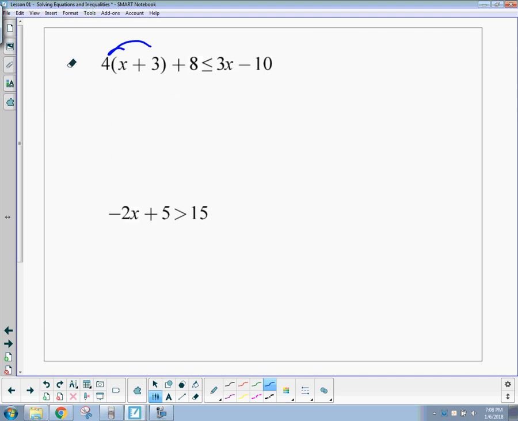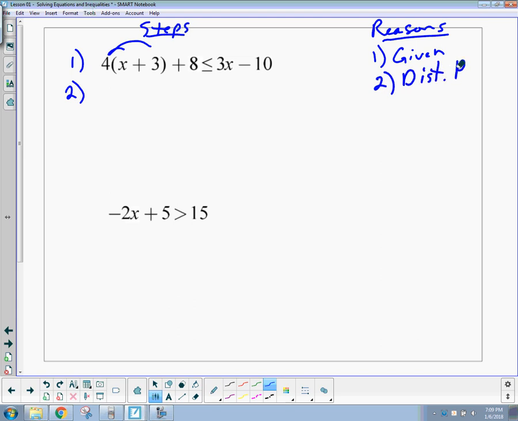And while we're doing this, I'm going to go ahead and start my steps again and reasons. Okay? If you didn't do the reasons, then go ahead and pause the video again and try them out. Okay? Let's try to double dip with these problems. So, 1 is the starting equation, so we're just going to say given. 2, well, I'm already started, double rainbow, distributive property. And again, I'm going to shorthand for the sake of all the problems I'm going to do tonight.